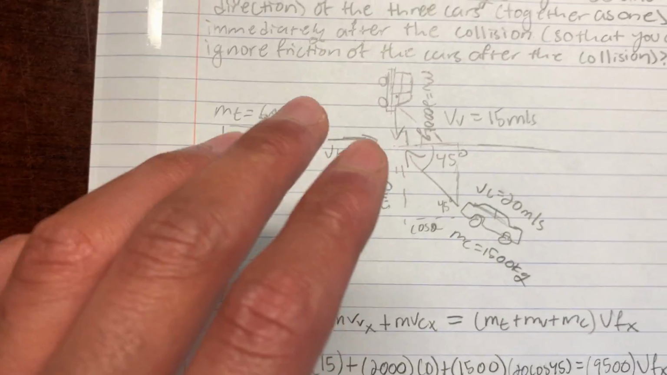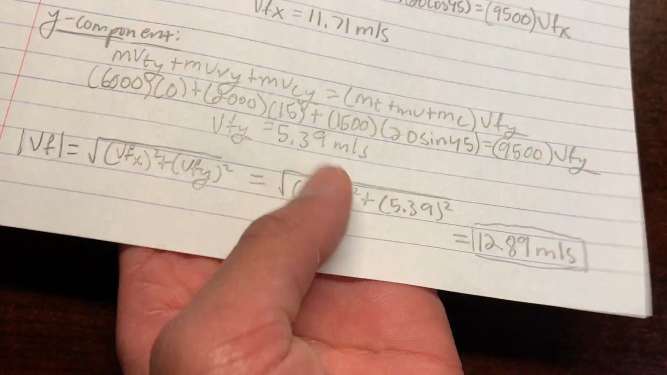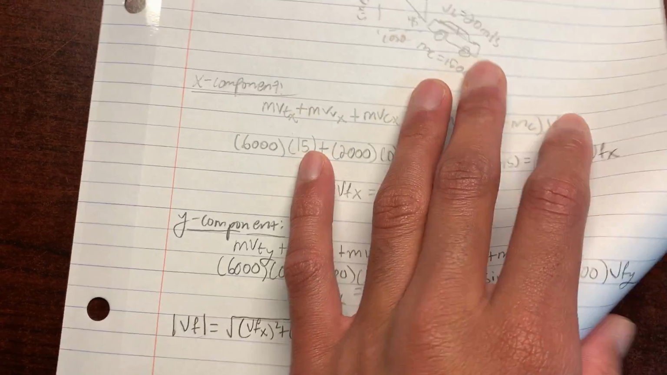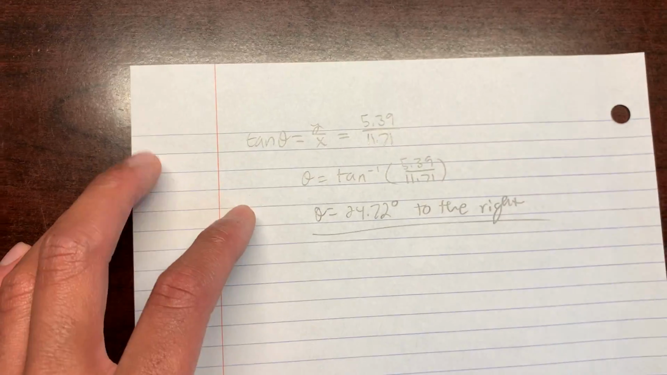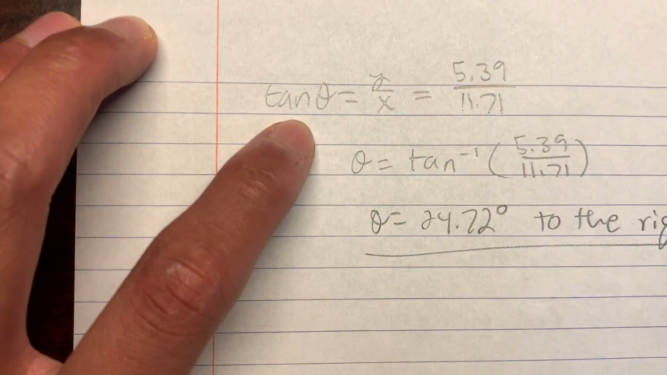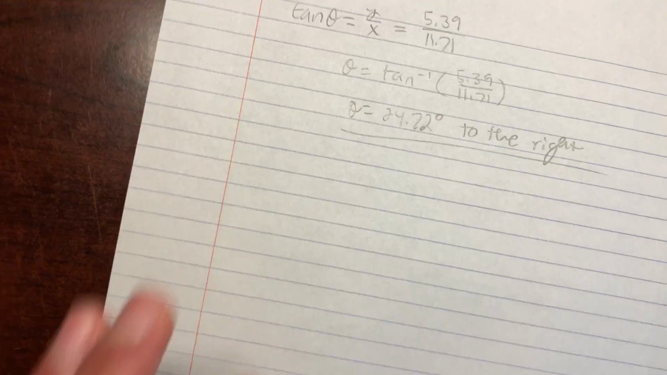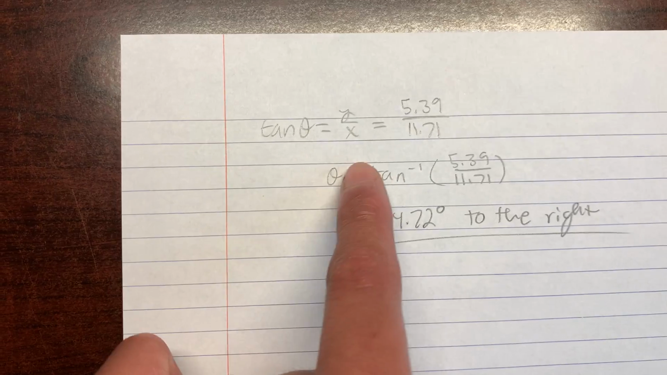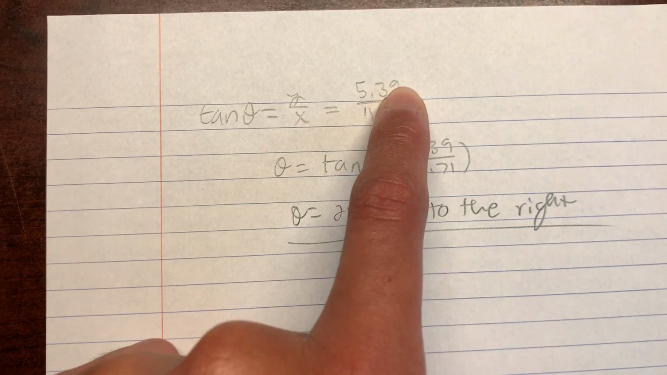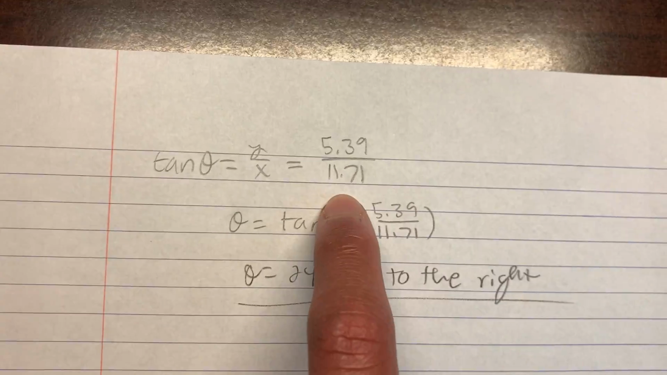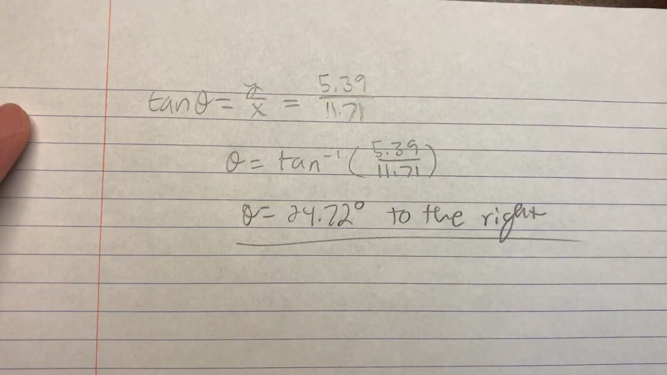Now, it also wants us to find the direction. So we can use the x and y components that we found here to find the direction. We know that tan is sine over cosine, so tan of theta would be y over x, because y is sine and x is cosine. The y component, we found out to be 5.39 meters per second, the x component we found out to be 11.71 meters per second. So you would put that over each other, and then you solve for theta.